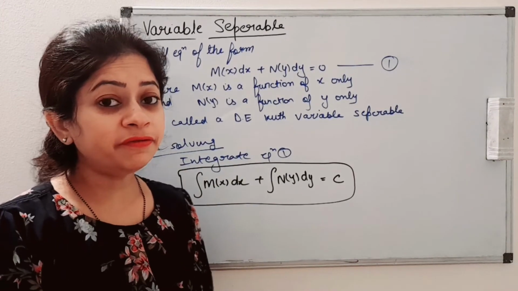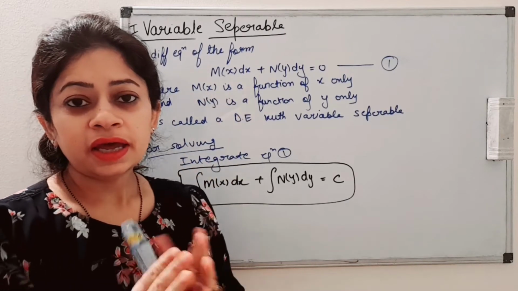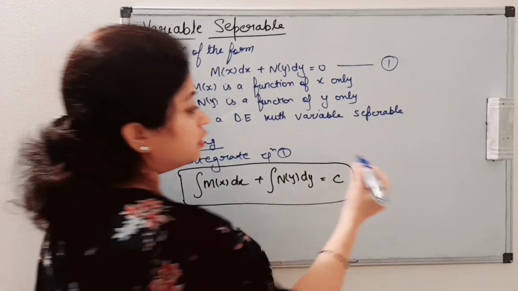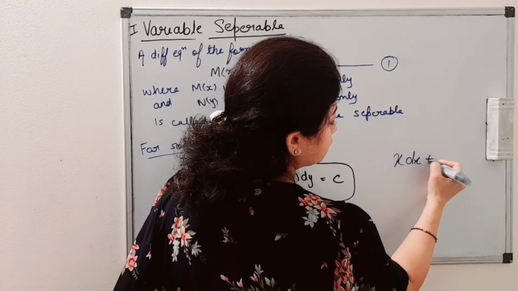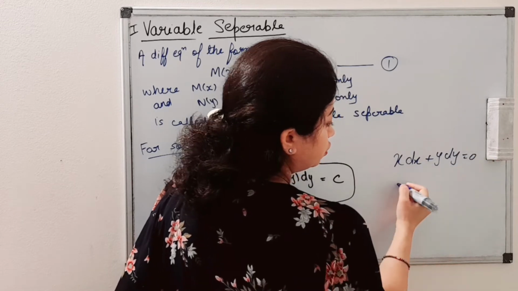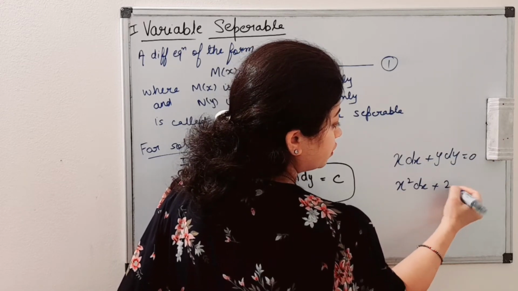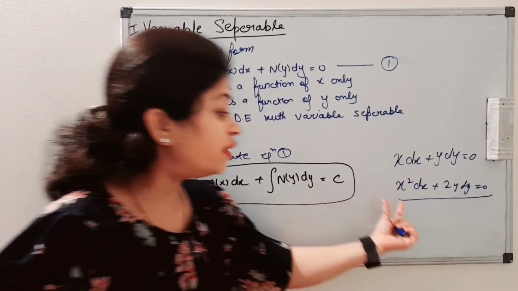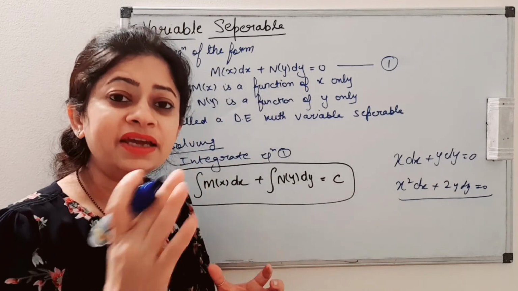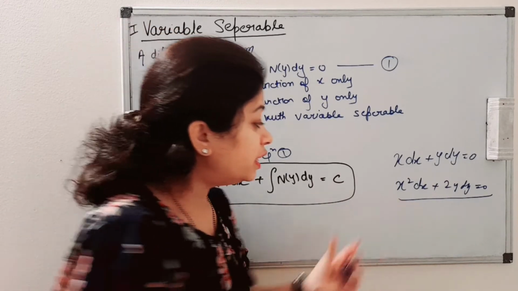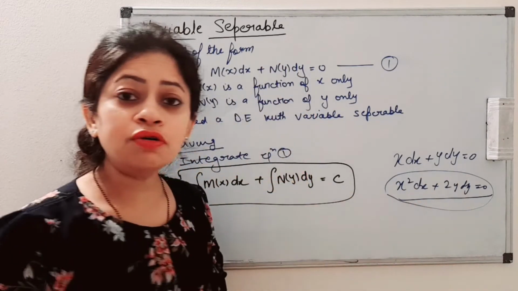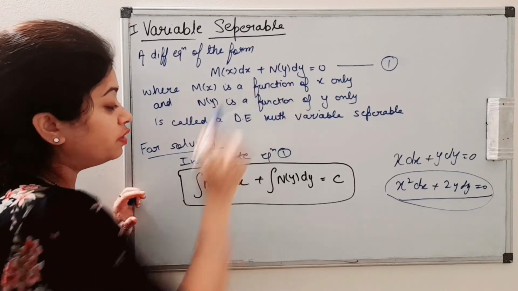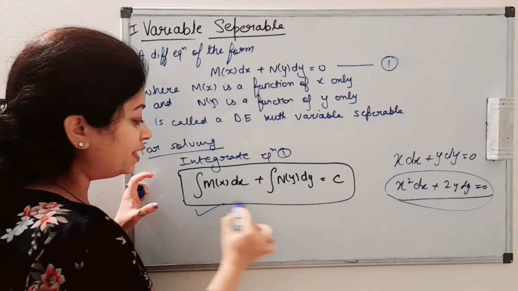If you have a differential equation of this type, M(x) dx plus N(y) dy equal to 0, like x dx plus y dy equal to 0, or x square dx plus 2y dy equal to 0, these are equations in which variables are separate, x and y are separate. So for such equations, how do we solve? If variables are separate, then we just need to integrate this equation. If you integrate, you will find the solution.